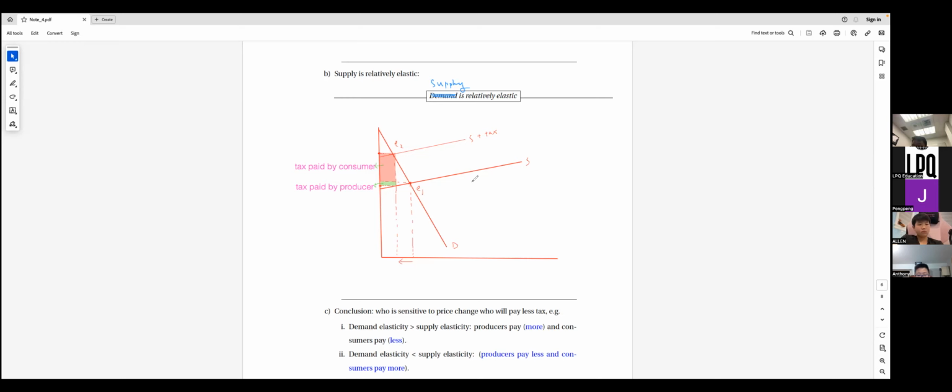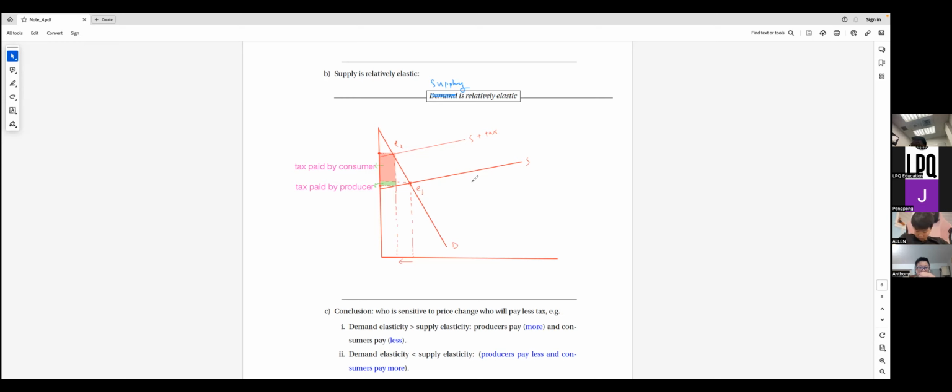But producers, they care about price change. After the tax, they reduce because they care about that. They are sensitive to that. They reduce the quantity they produce by a lot. So in that case, you see the green area, the tax paid by producer, is way smaller than the red area. Okay, so they pay a smaller proportion of the tax.